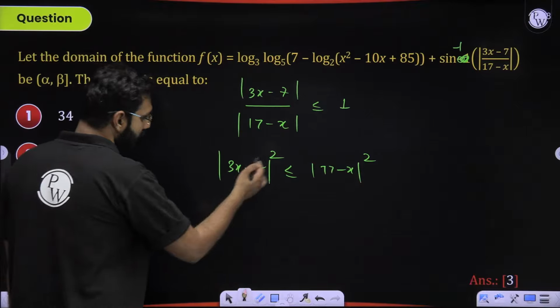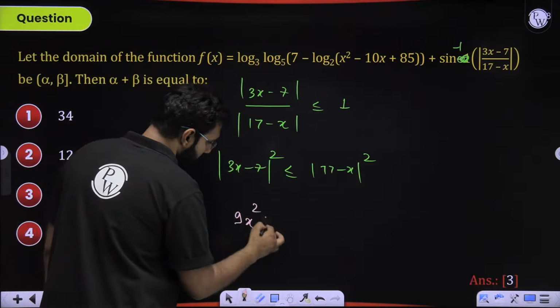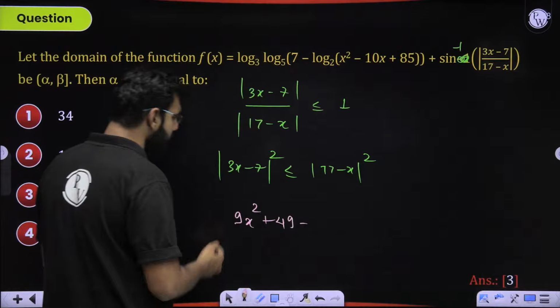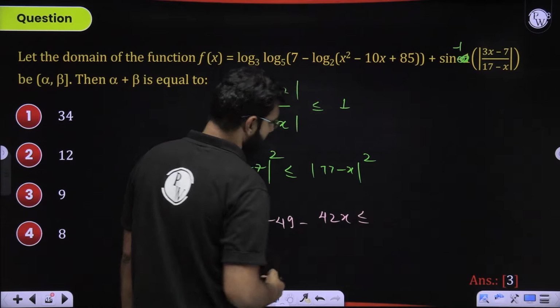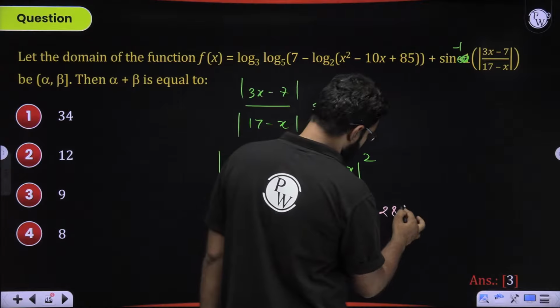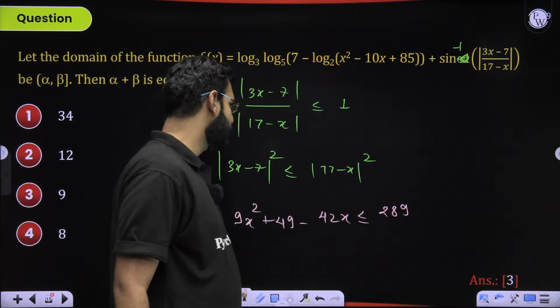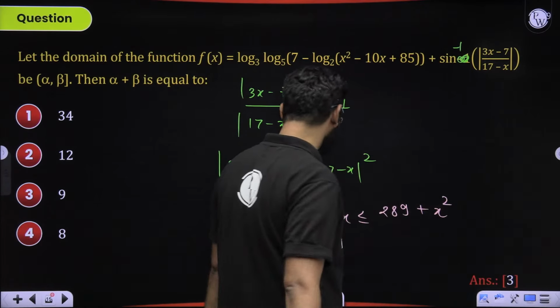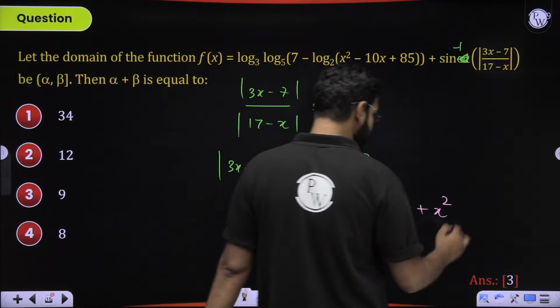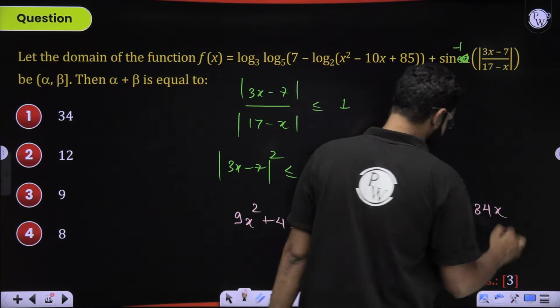With that, I'll have 3x minus 7 squared, which is 9x squared plus 49 minus 7 into 3 is 21, that is 42x, should be less than or equal to 17 squared, which is, I think, 289. Correct me if I'm wrong. 17 squared is 289, right? Plus x squared minus 34x.